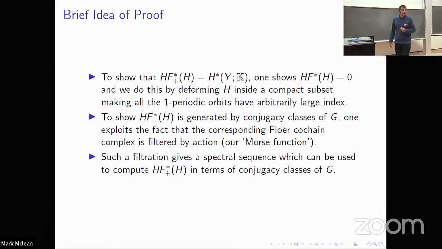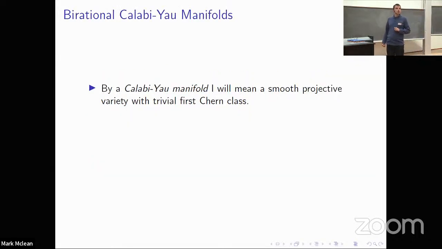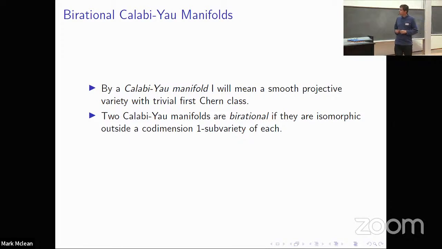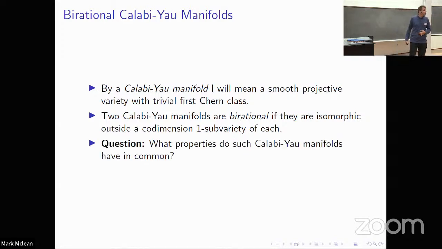Okay, so now I want to give you another application of Floer cohomology to birational geometry. When I say Calabi-Yau manifold, I will just mean a smooth projective variety with trivial first Chern class, maybe weaker than what some people are used to. I say two such varieties are birational to each other if they're isomorphic outside a codimension one subset of each. And then there's a natural question: what properties do these have in common?